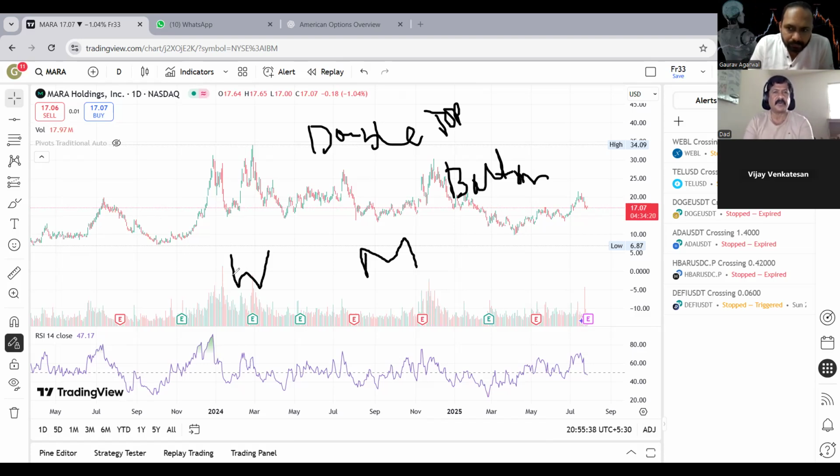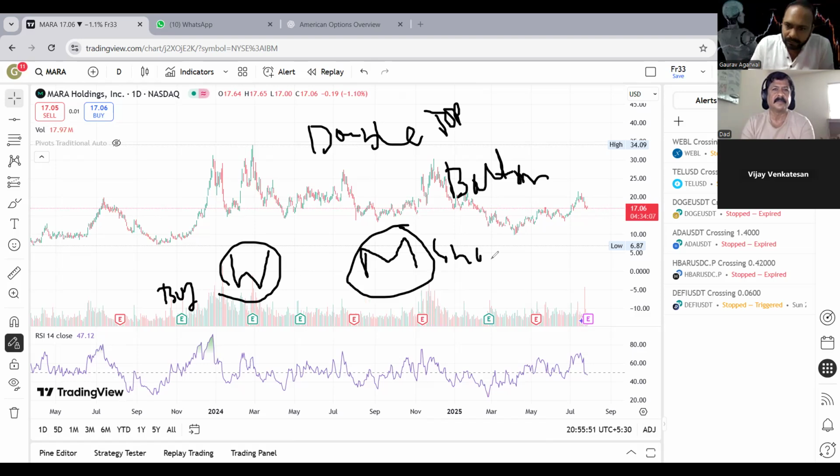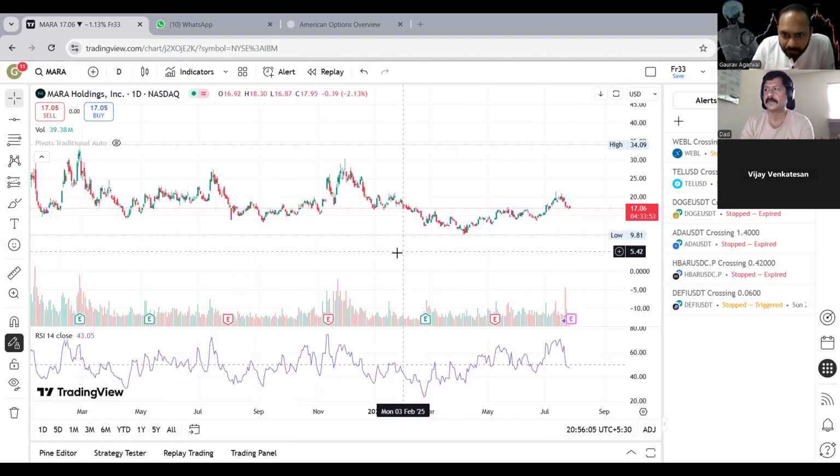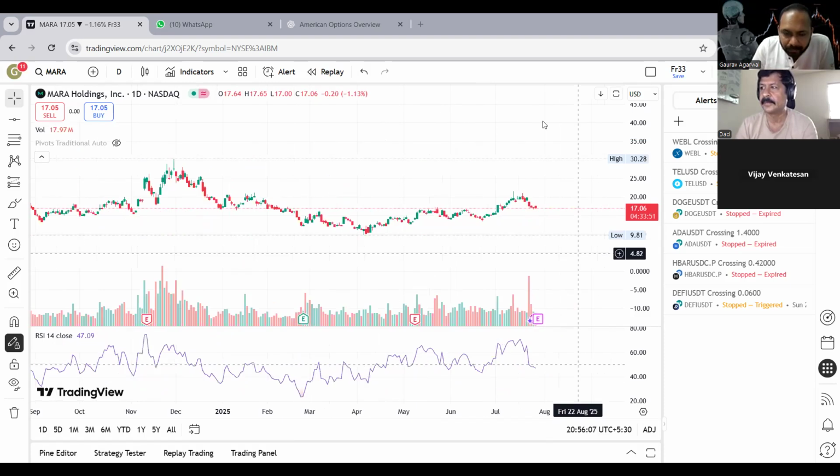So the chances of forming W and M patterns are more, right? The W pattern is basically to take a buy trade, and the M pattern is basically for short selling. Short selling you can do only in intraday, so you may have to choose only the 1 hour time frame. I will show you if we can see some kind of double bottom.